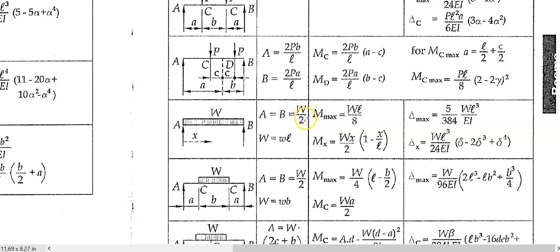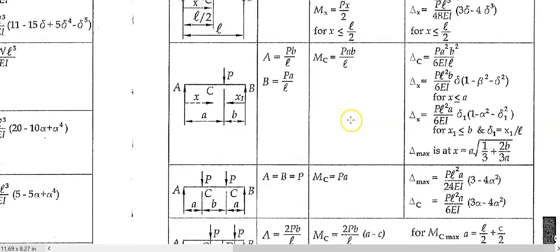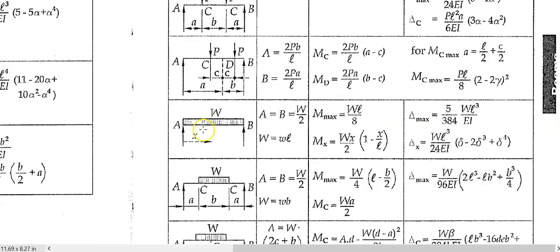It is equal to W over 2. And then very importantly, that's what we want. Bending moment. The maximum bending moment for that beam will be at the center and it's equal to WL over 8, where W is equal to wL. So if I put this into there, I'm going to get wL squared over 8.